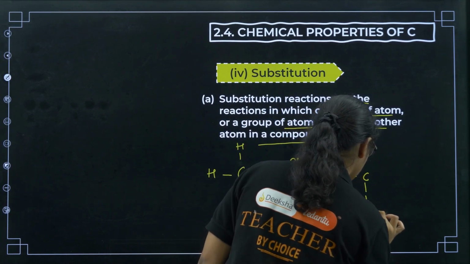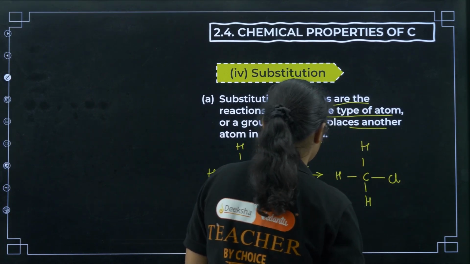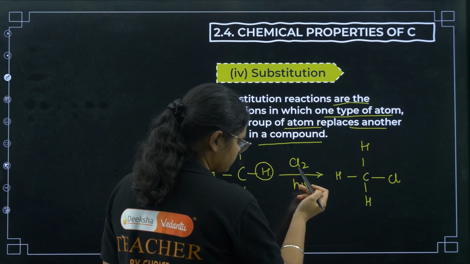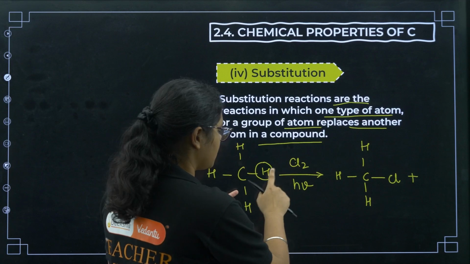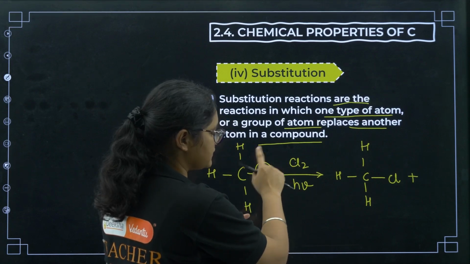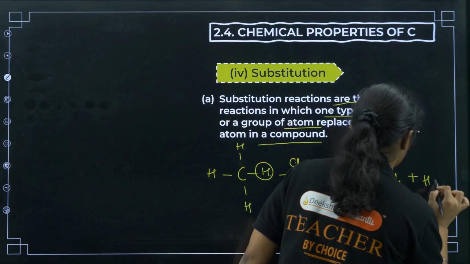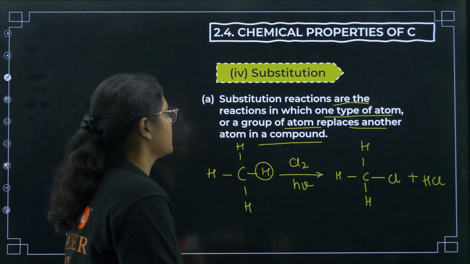CH, H and Cl. One Cl and one H: one chlorine came, one chlorine is remaining, and this one H has come out, and that will form HCl.